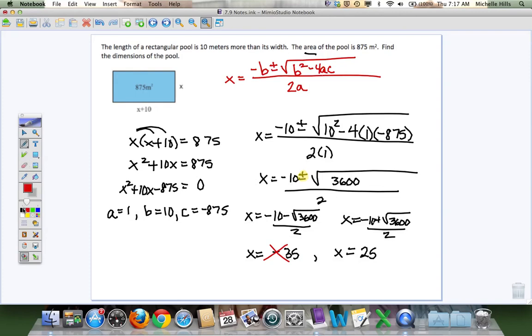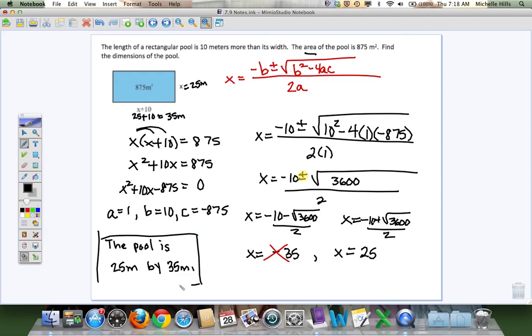So the width of the pool is 25 meters, which means the length of the pool is 25 plus 10, which is 35 meters. So to answer the question, the dimensions of the pool are 25 meters by 35 meters. So I wrote and solved a quadratic equation, and then I answered the question that they were asking. Look for the next part in part 2 video.